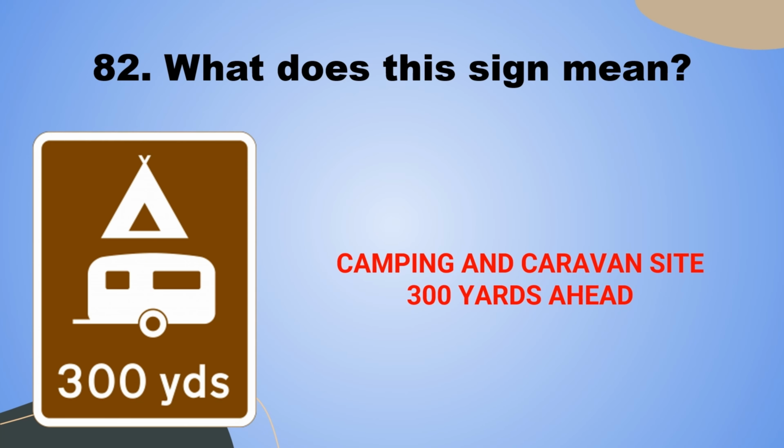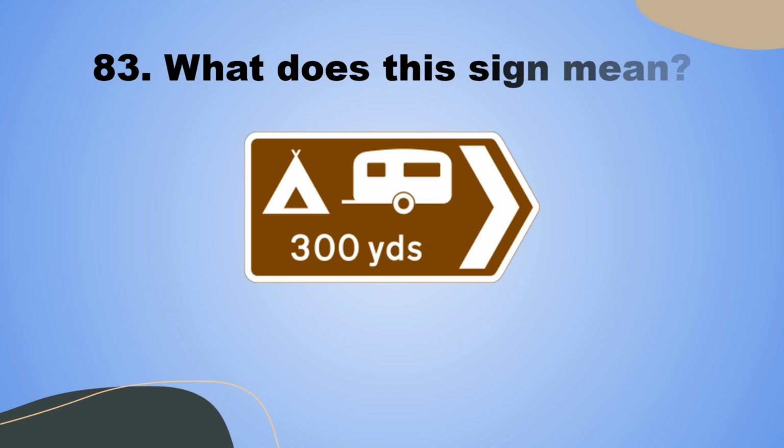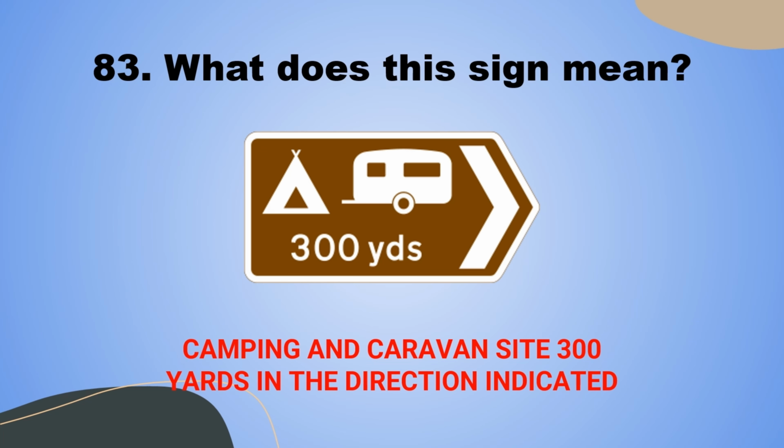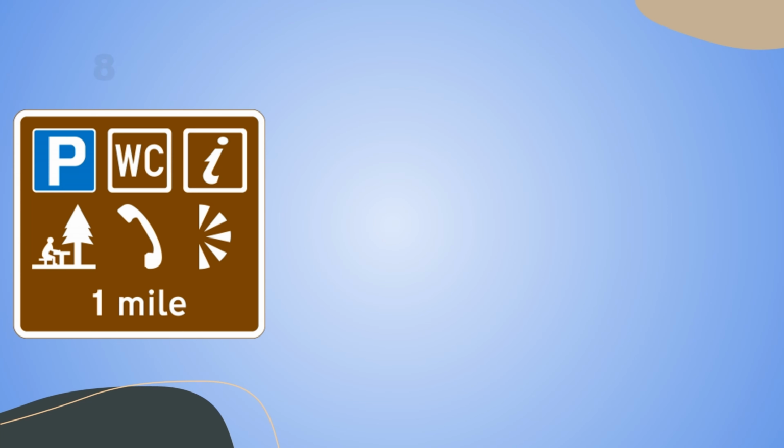Next sign. What does this sign mean? I know it's very similar to the previous sign we've just seen, but it's slightly different. Camping and caravan site 300 yards in the direction indicated. So here it is giving you the direction as well. So you've got the camping and caravan site 300 yards on the right. Moving on to the next sign. What does this sign mean?